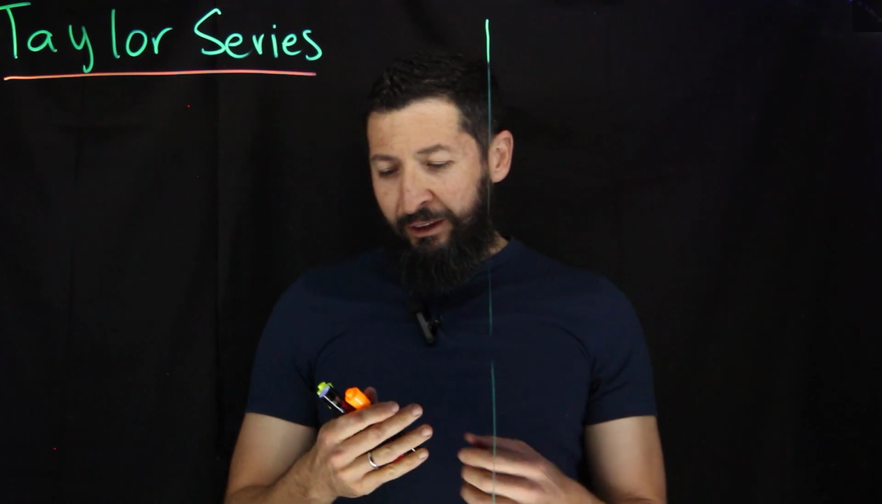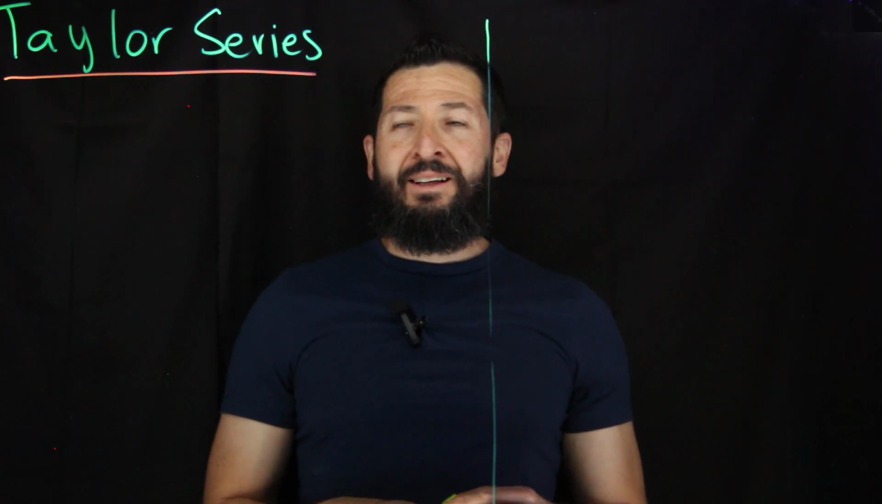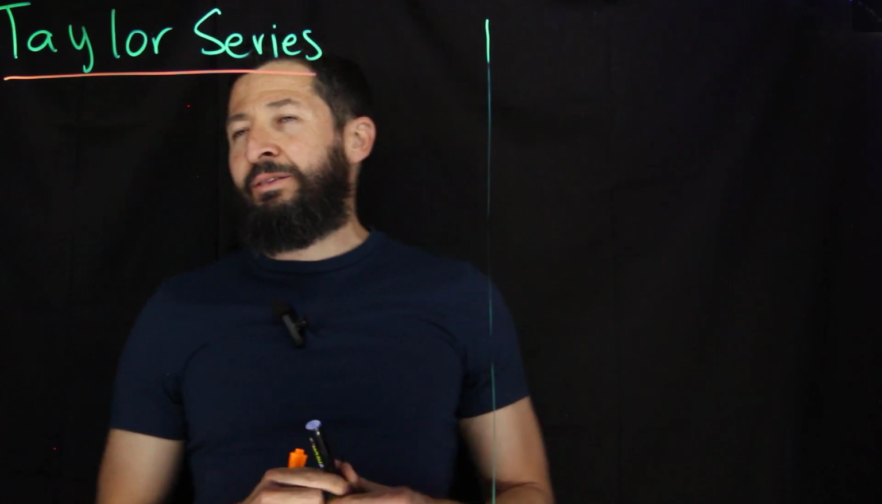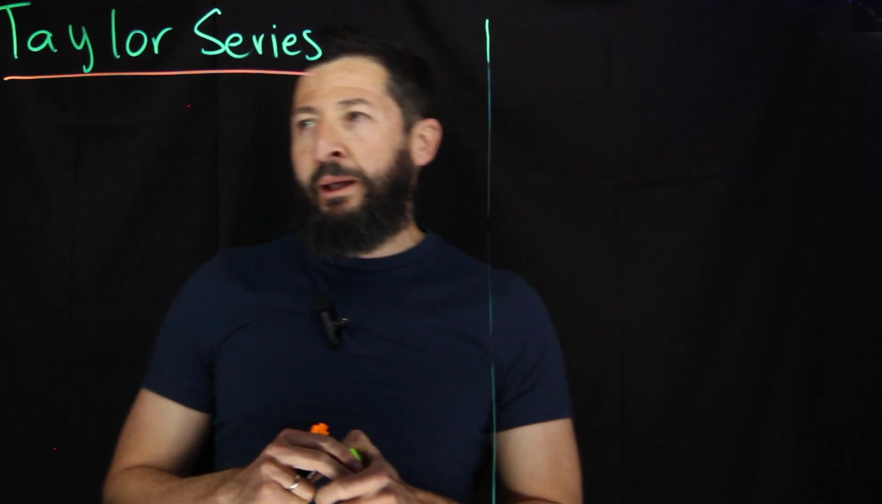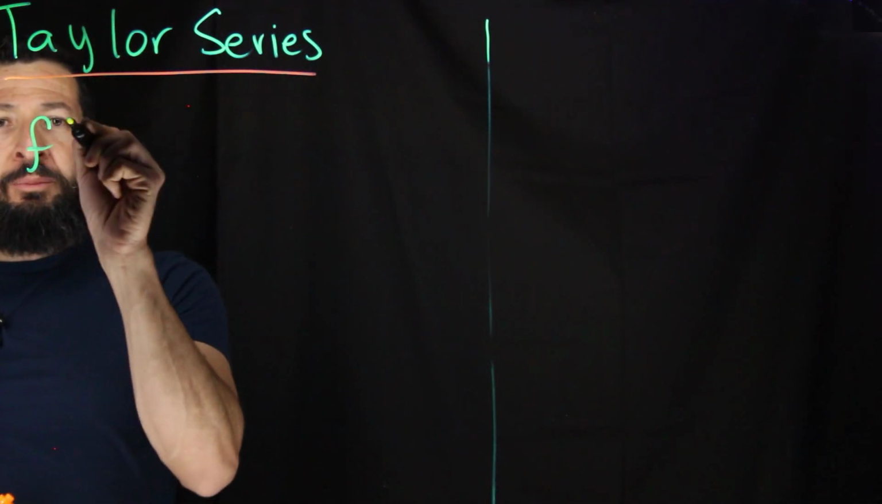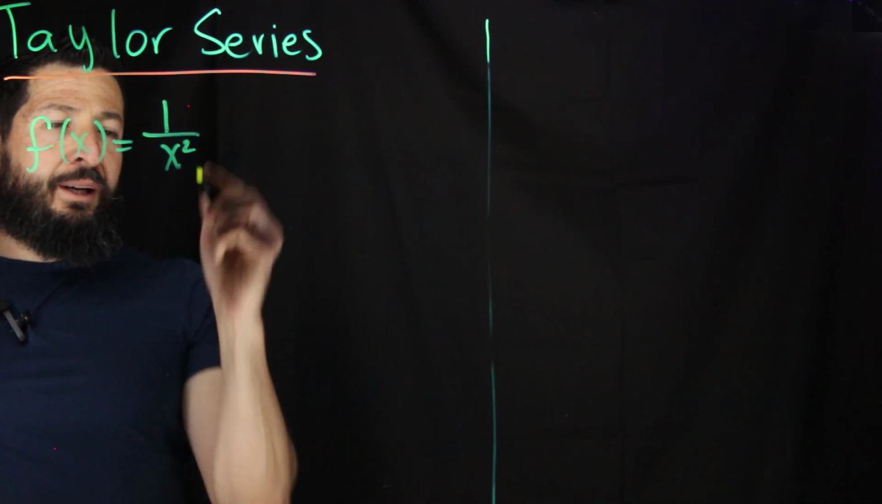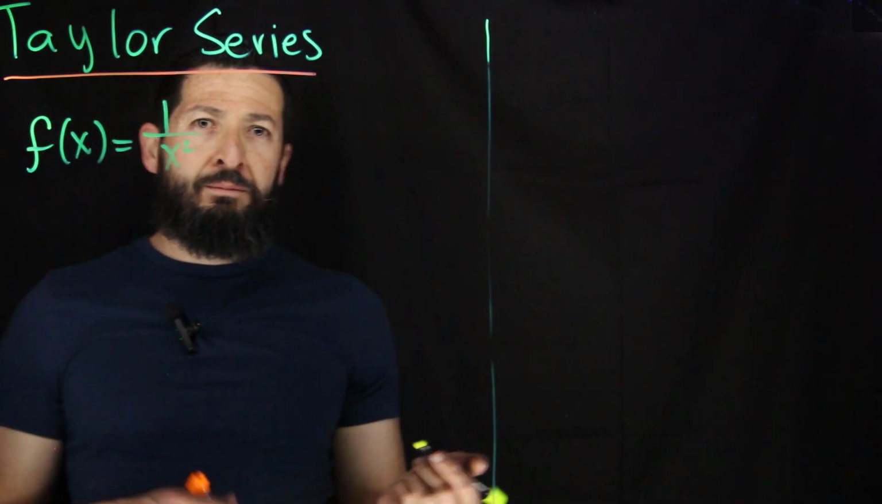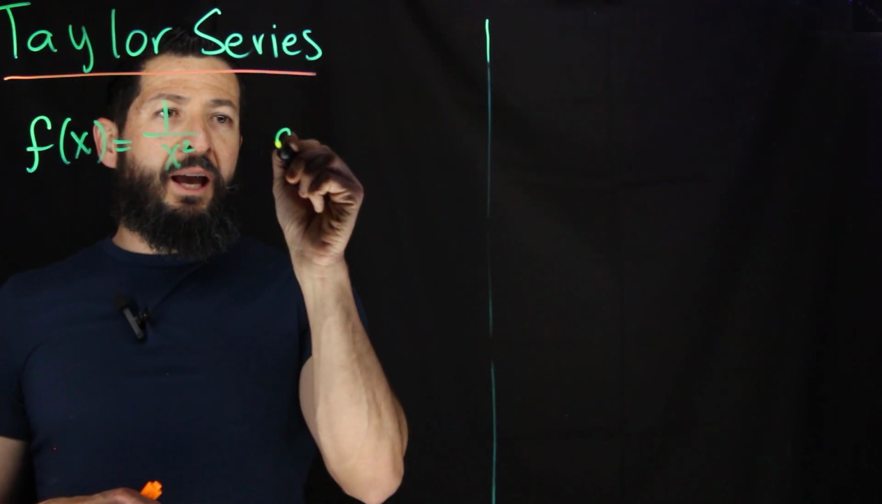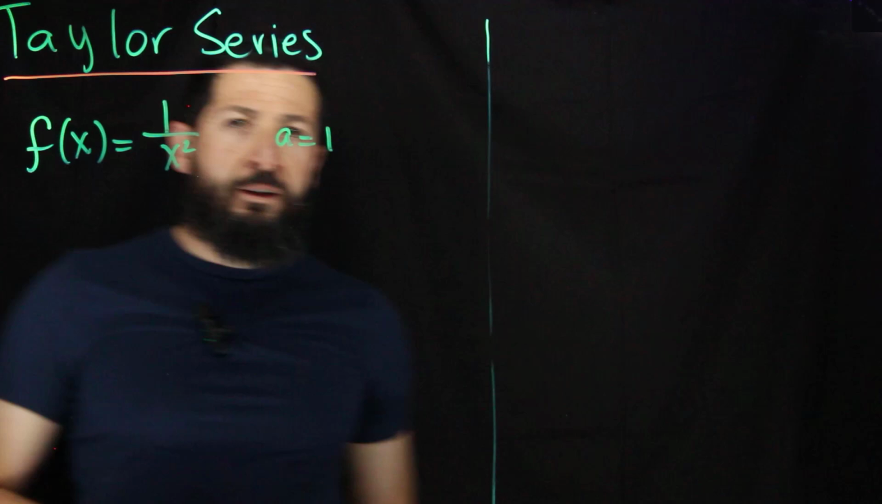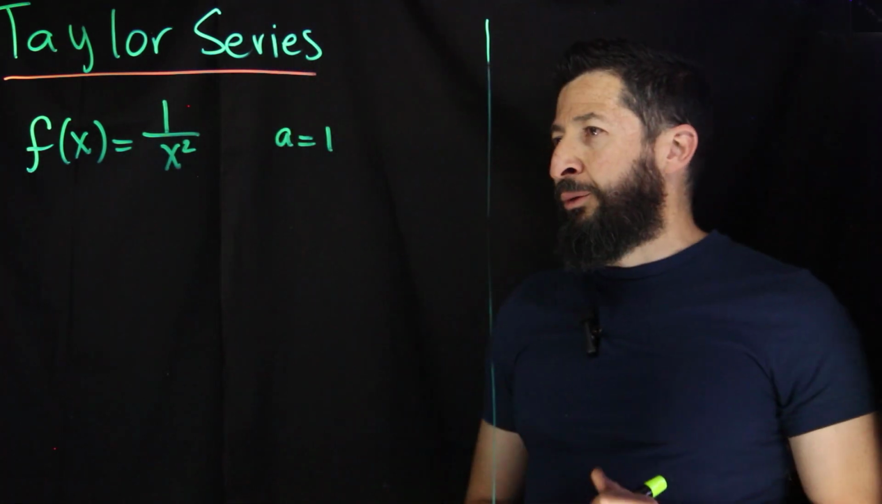Alright, so the other video didn't quite fit in the time I had thought of. So let's do another one quickly. Let's do something like f of x being 1 over x squared, centered at, I don't know, maybe a equals 1. Something like that. And see how we do.